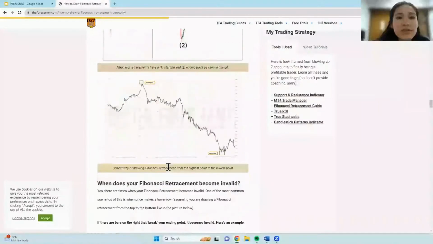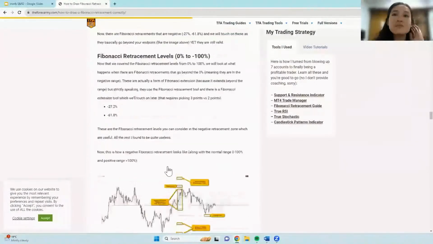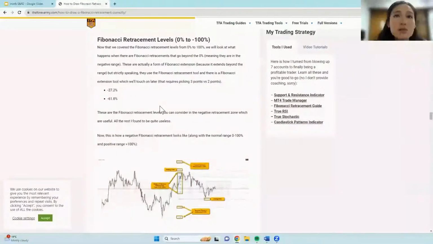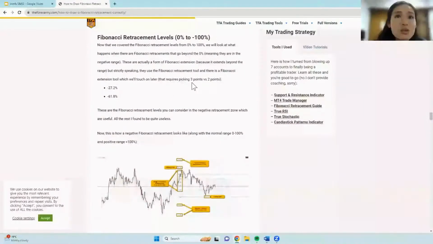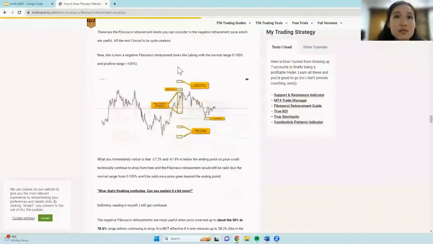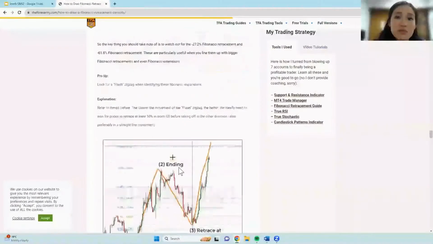Okay, we might not have that here. Okay, we have this. These are Fibonacci expansions. So they go from 0 to the negatives. And these also use that same lightning bolt shape as the projection.